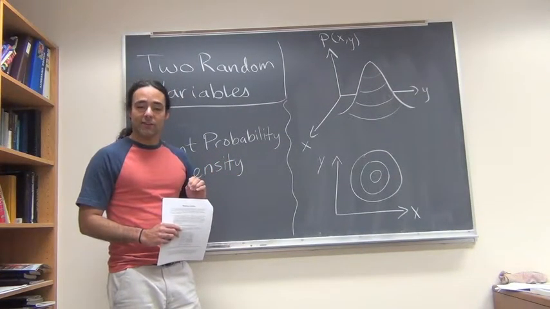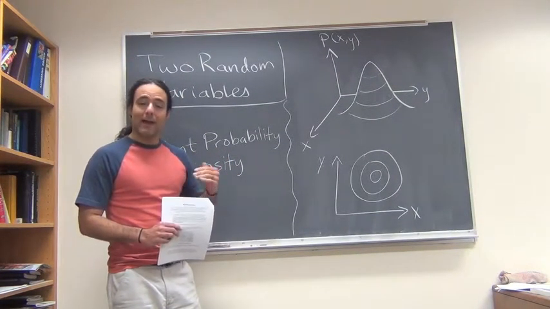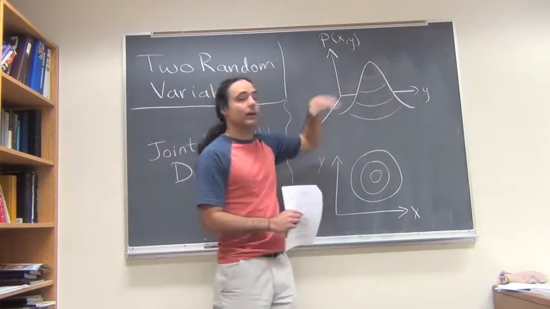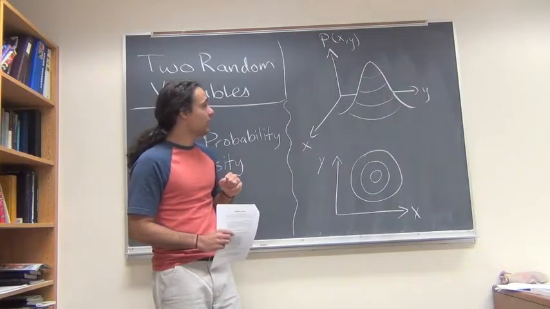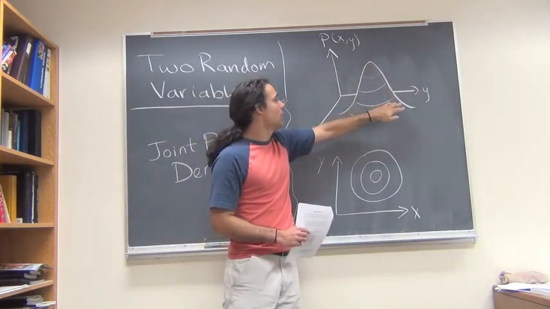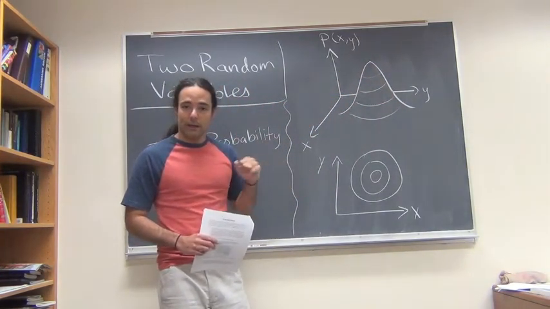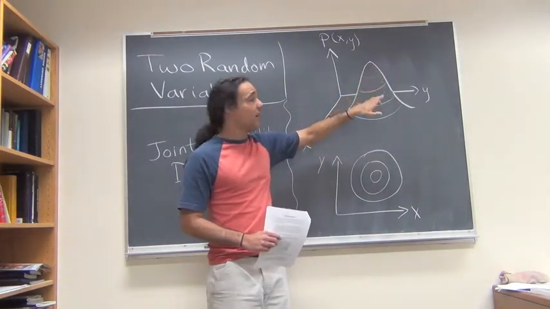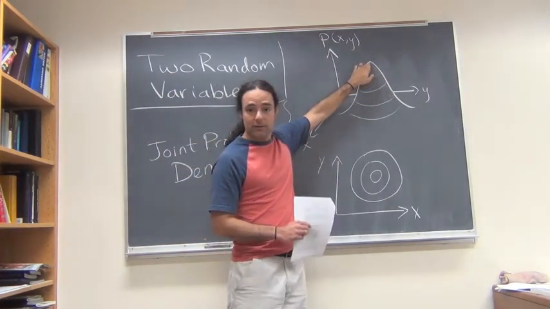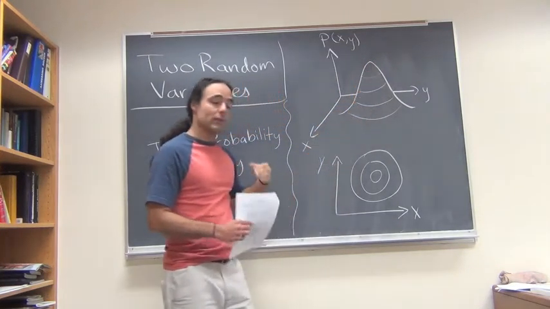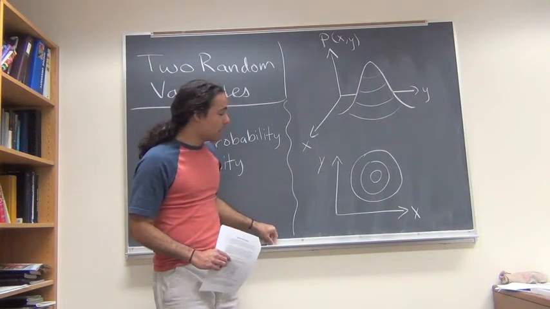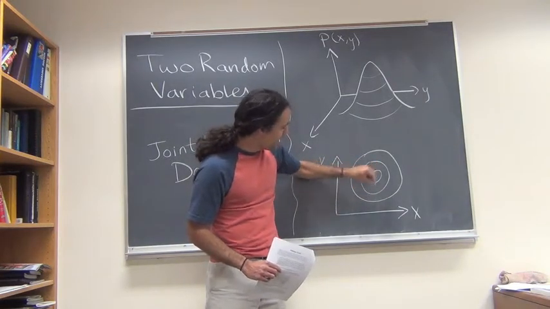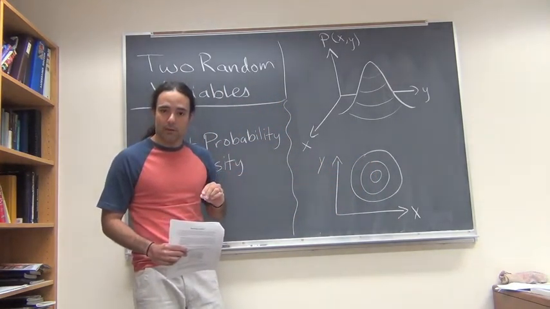We can visualize that joint probability density by imagining a three-dimensional plot where the axes are x, y, and then that joint probability density. So suppose we have some peak in our joint probability density. Well, the most likely place to find x and y would be at these values of x and y. If I were to visualize that as a contour plot, we can see there's a peak right here in our joint probability density.